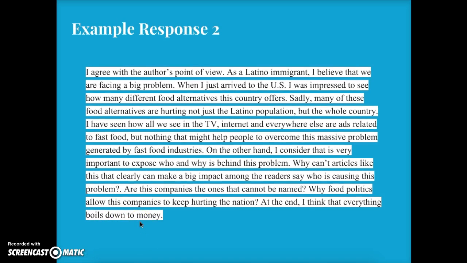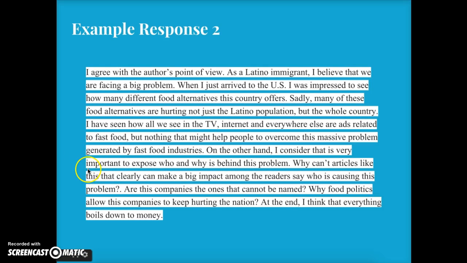So this is a really thoughtful post. She starts with agreeing, okay, and she kind of summarizes an idea in the article. This is one specific idea about how there are many different food alternatives here, but they are hurting people. They're hurting the whole country, not just the Latino population. So she broadens the author's perspective, right? And then she adds her own idea, her own contribution about how the advertisements and all that you see all over is something that's affecting people.